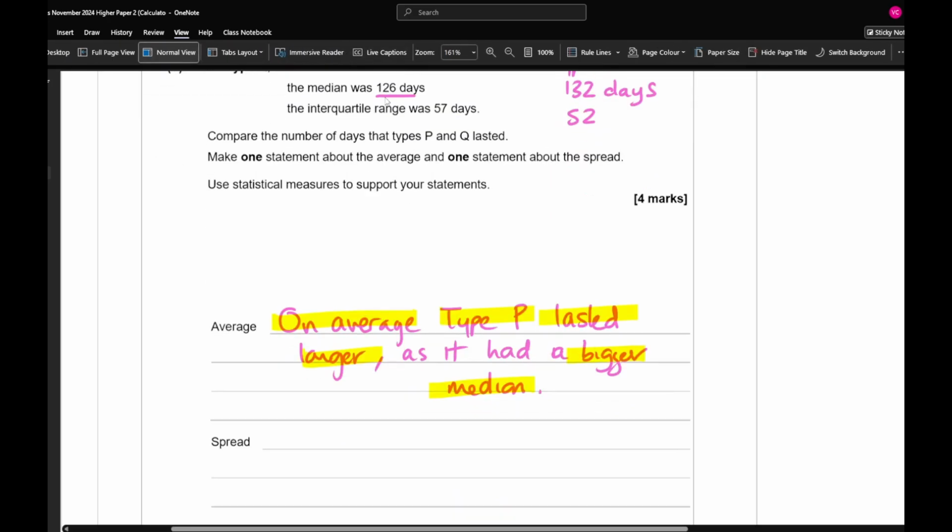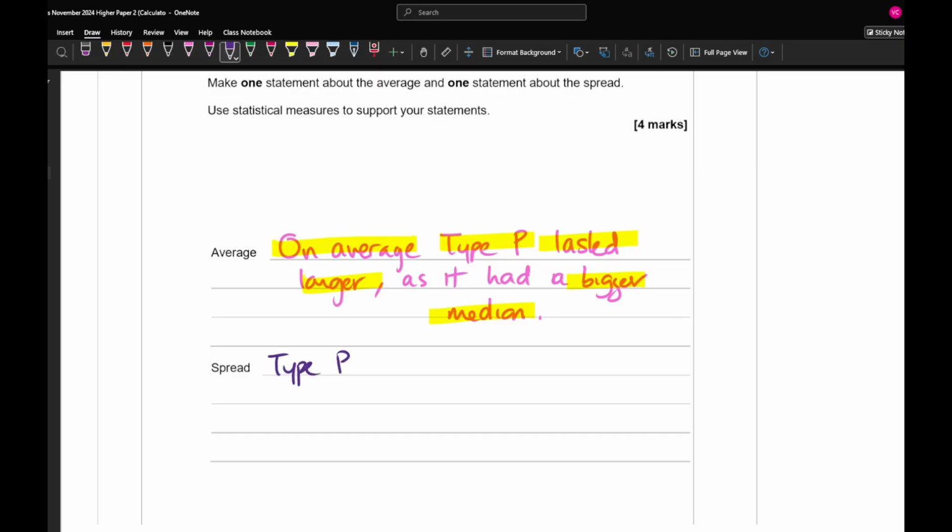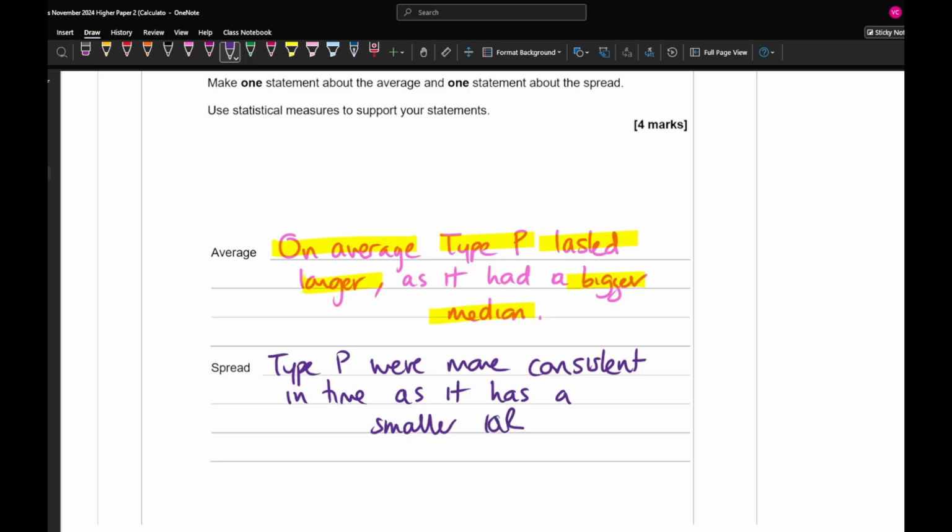And then in terms of the spread, you want to talk about consistency. So what you want to say is that type P were more consistent in time as it had a smaller IQR. And again, the key words you want to include are that type P were more consistent because it had a smaller IQR.